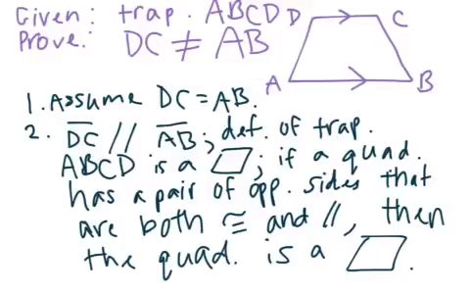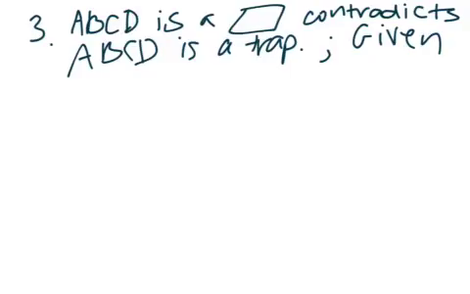But have you noticed a little bit of a contradiction here? We've concluded that ABCD is a parallelogram, but our given information tells us that ABCD is a trapezoid. You've just found your contradiction. So ABCD is a parallelogram contradicts that ABCD is a trapezoid according to the given information.